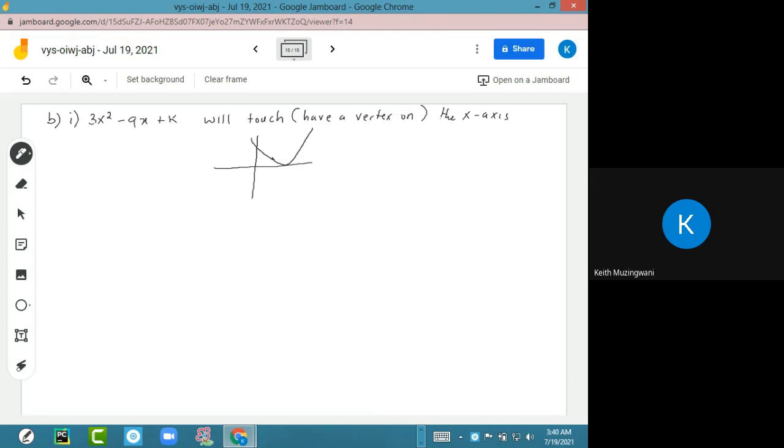Meaning you can only find one x value. When you're looking for the x-intercept, you only find one. And when do we find one? When the roots are equal, meaning when the discriminant is equal to 0. So you get negative 9 squared minus 4, A is 3, C is k. This must be equal to 0. So 36 minus 12k is equal to 0.